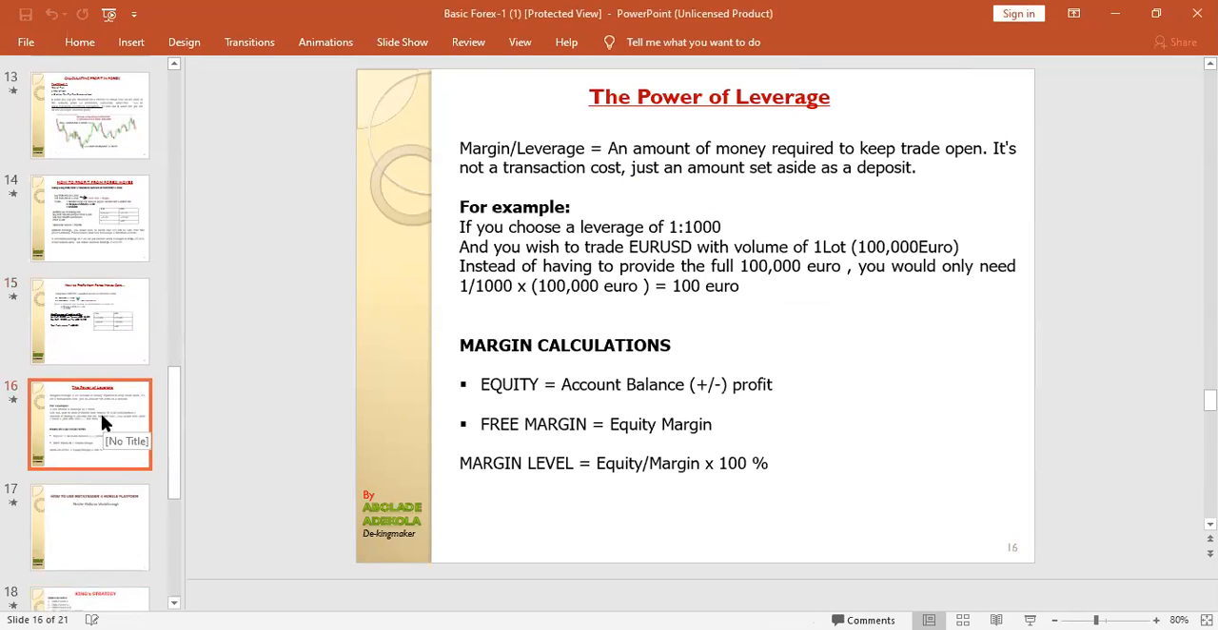Now let's talk about the power of leverage. What is leverage? And what is margin? For those of us who have been trading, I think I have a question here. A lot size, what did you advise for a person that has a $200 account?